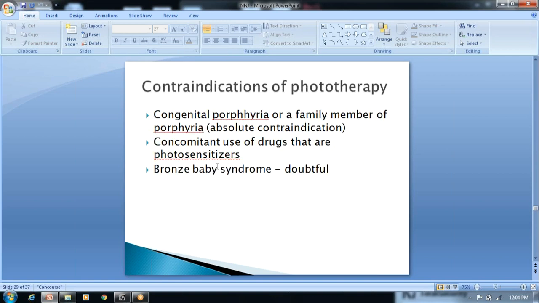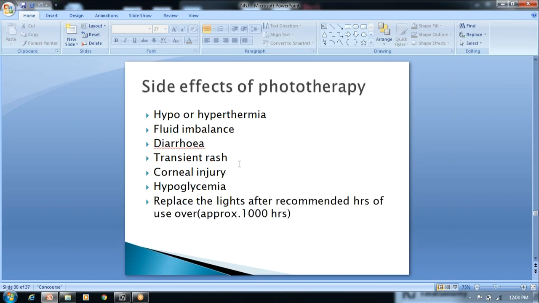Contraindications for phototherapy: when the baby has bronze baby syndrome, we don't put on phototherapy. When there is congenital porphyria in the family members, don't put on phototherapy. When there are photosensitizing drugs, don't advise phototherapy for the newborn.